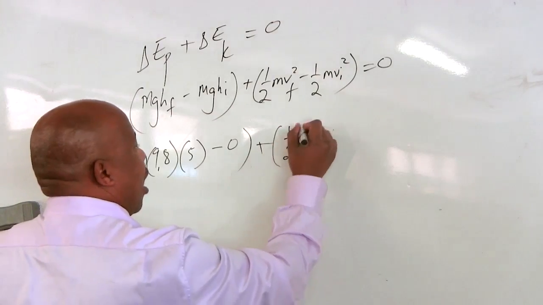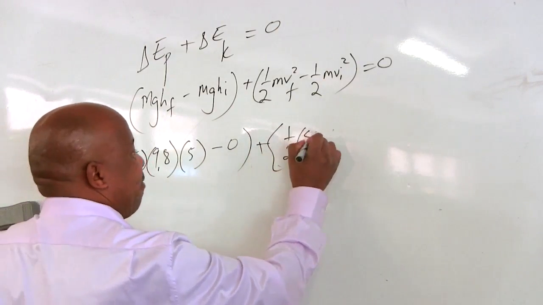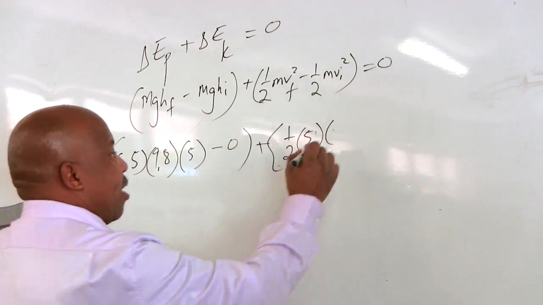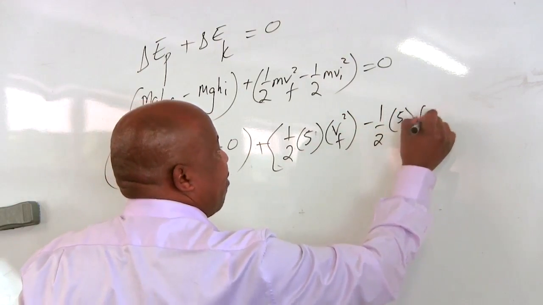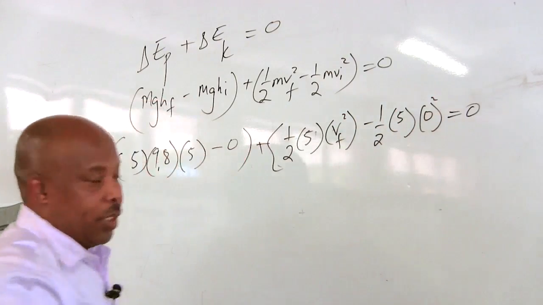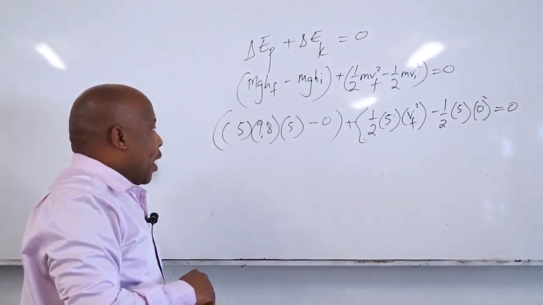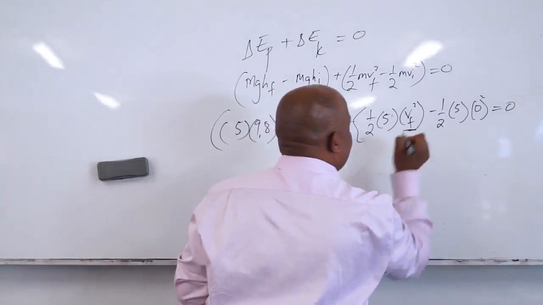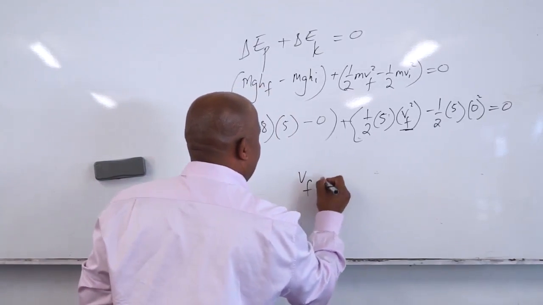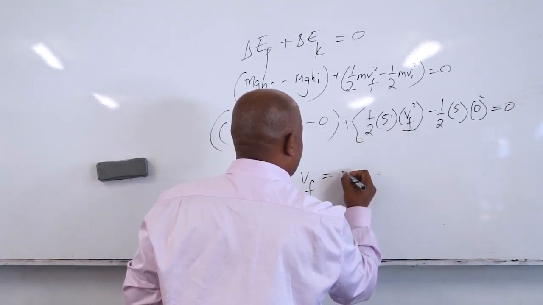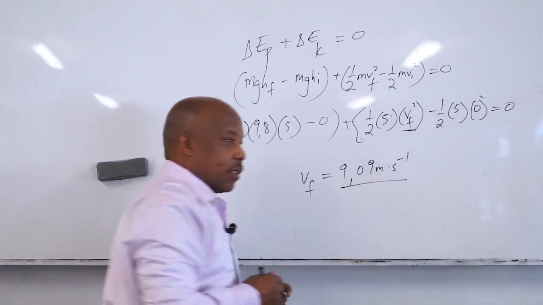Plus half multiplied by your mass. The mass is 5. And then you want that final velocity, minus half into the 5, and then 0 squared, then you have 0. That is how you're going to solve the question. And then this is the velocity that you need, the final velocity. You work it out until you come to the final velocity, which will be 9.09 meters per second. This is the answer that you're going to get.